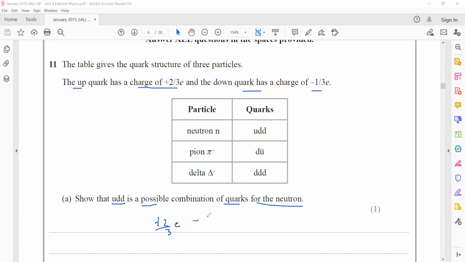I was doing it for proton, but it's minus 1 by 3 and minus 1 by 3. So when you find the resultant or net charge, you'll find the net charge is 0. So it shows it can be a possible composition of a neutron, because the net charge of a neutron is 0. There is no charge on the neutron.